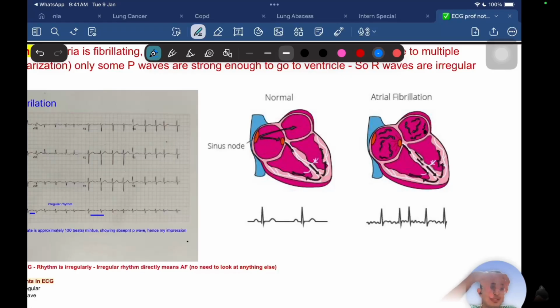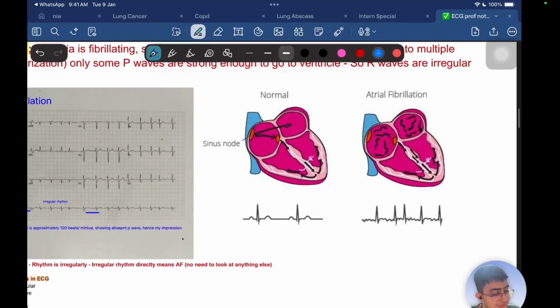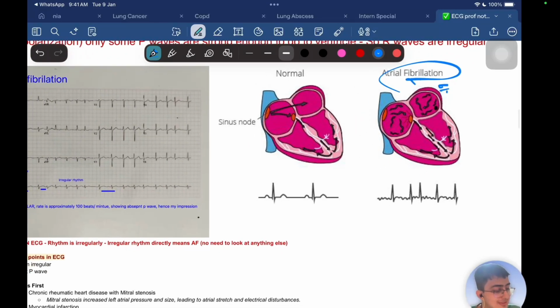The atrium is shaking, and it's not able to contract as a single unit. Instead of contracting again and again, it's like shaking instead of actually contracting. Does that make sense? Fibrillating is similar to shaking, right? Instead of doing a proper contraction to push the blood to the ventricle, it's only shaking.